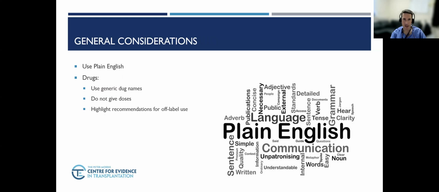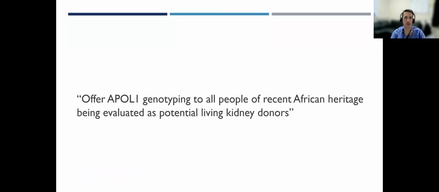Above all, use plain English. Make these recommendations as clear and as understandable as possible. When you're talking about drugs, use generic drug names. Avoid the use of doses. They can be looked up elsewhere and they may lead to confusion. And highlight recommendations for off-label use. If you're recommending a drug for off-label use, make sure you identify that within your guidelines.